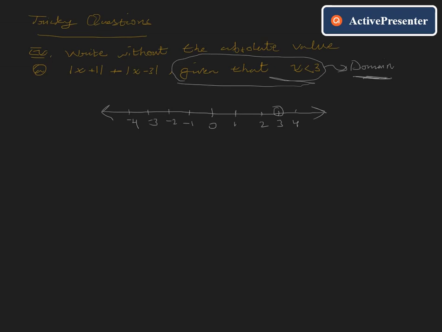So it is open here, and x only takes these values, okay? This is our domain when x is less than 3. This is the domain that we are working with. To write without the absolute value of this given expression, which is the absolute value of x plus 1 plus the absolute value of x minus 3, we first would like to know when the absolute value of x plus 1 is positive, 0 and negative.